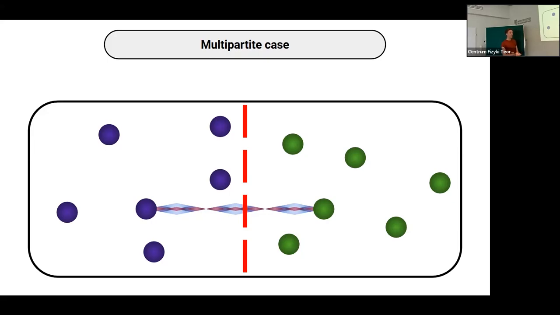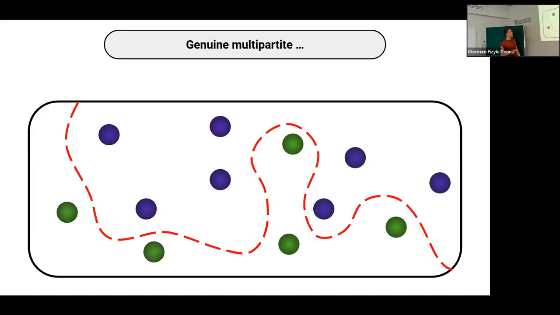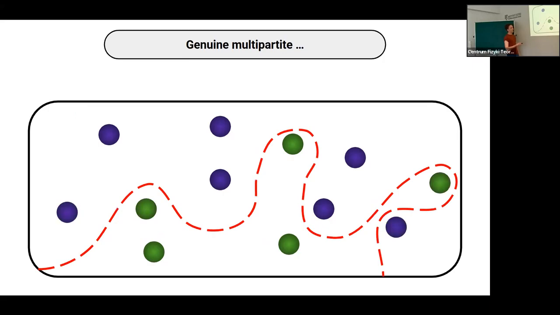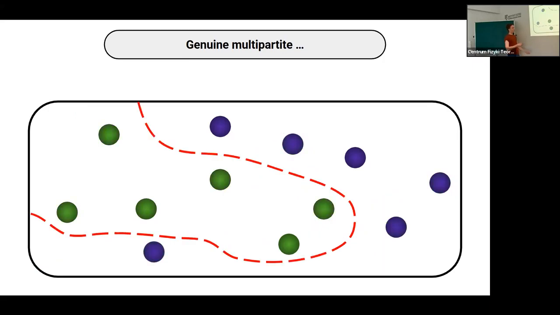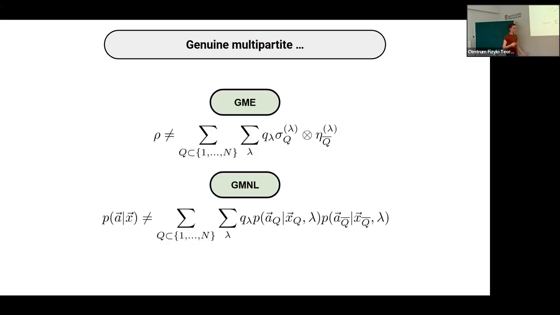So this is the intuition for introducing a new definition. This is the standard definition of genuine multipartite non-locality and entanglement. What it requires is that you cannot write the state in a separable way, as a product state or in a hidden variable model, no matter how you divide the particles, whichever way you divide them. Formally it is described like this: this is genuine multipartite entanglement, where you have a sum over every non-trivial subset of your particles, and the same for non-locality, which is genuine multipartite non-locality.